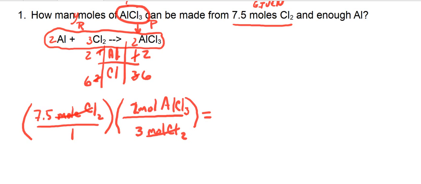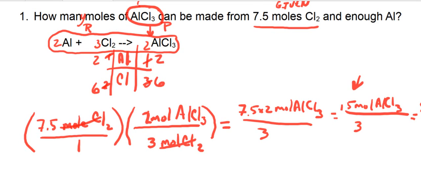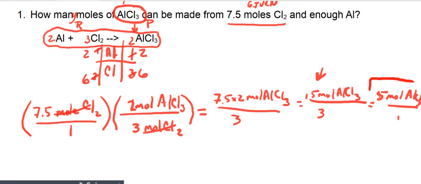If we take 7.5 times 2 moles of AlCl3 over 3, that will give us 15 moles of AlCl3 over 3. 3 goes into 15 5 times, so we have 5 moles of AlCl3 over 1, because we divided 3 into 15. So our answer is 5 moles of AlCl3 will be required.